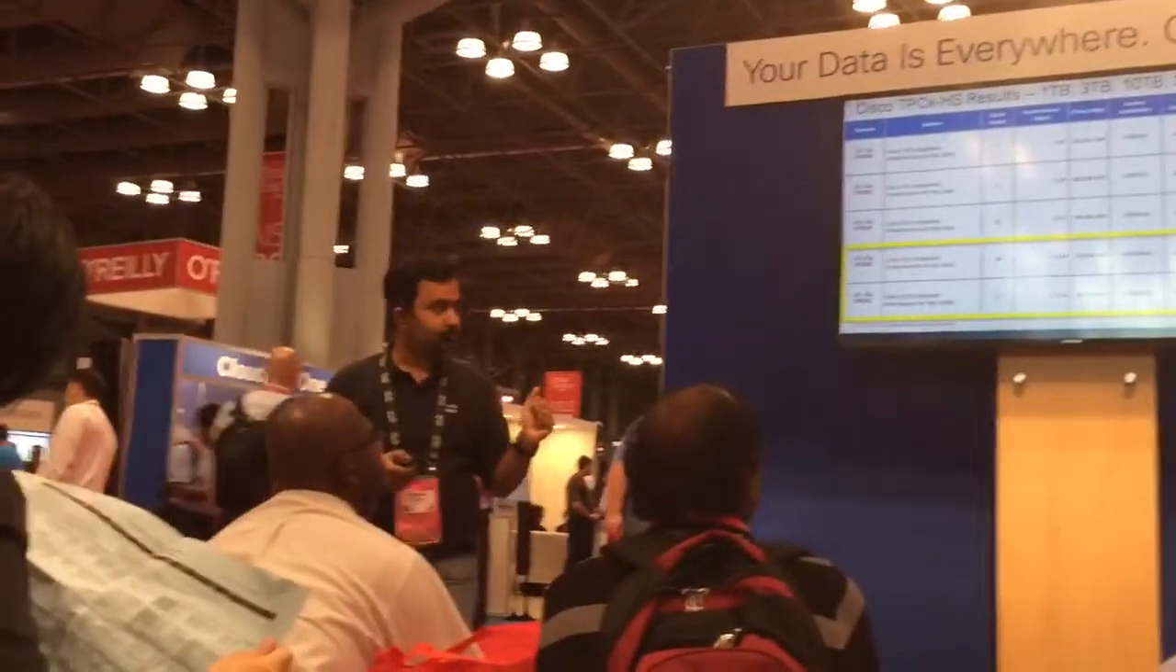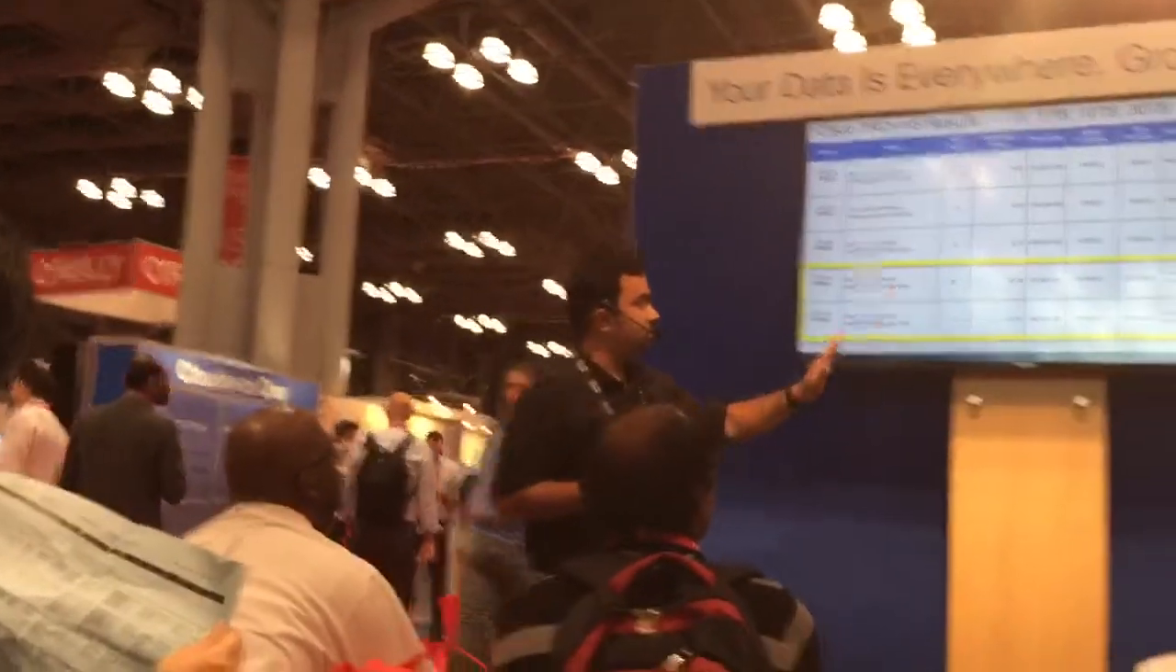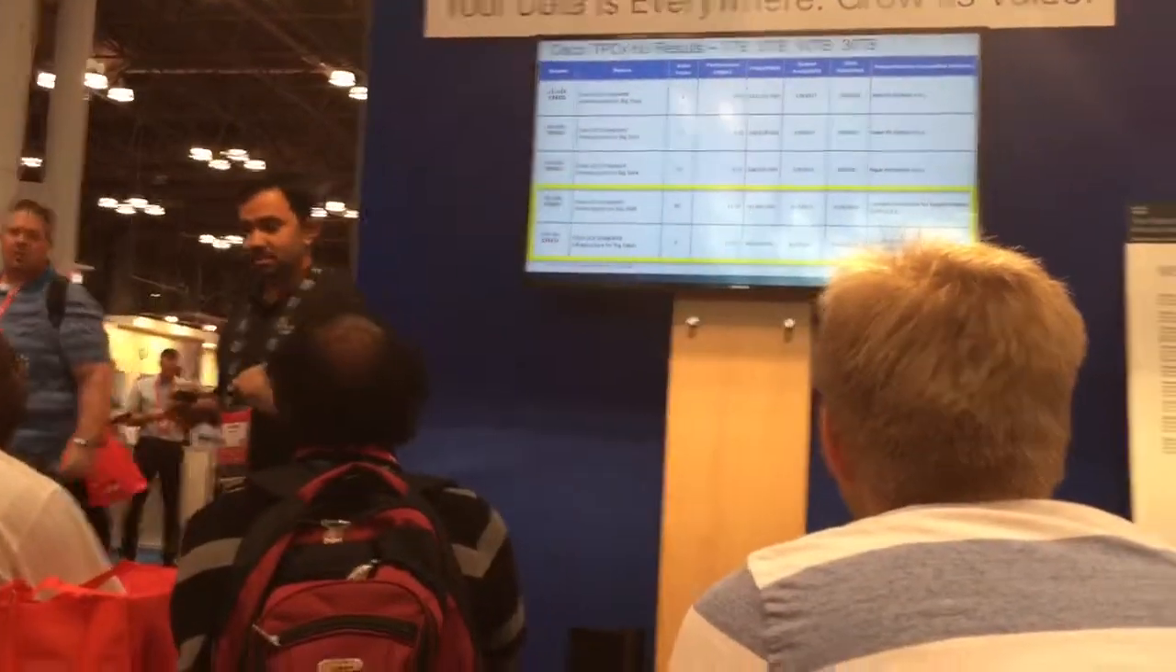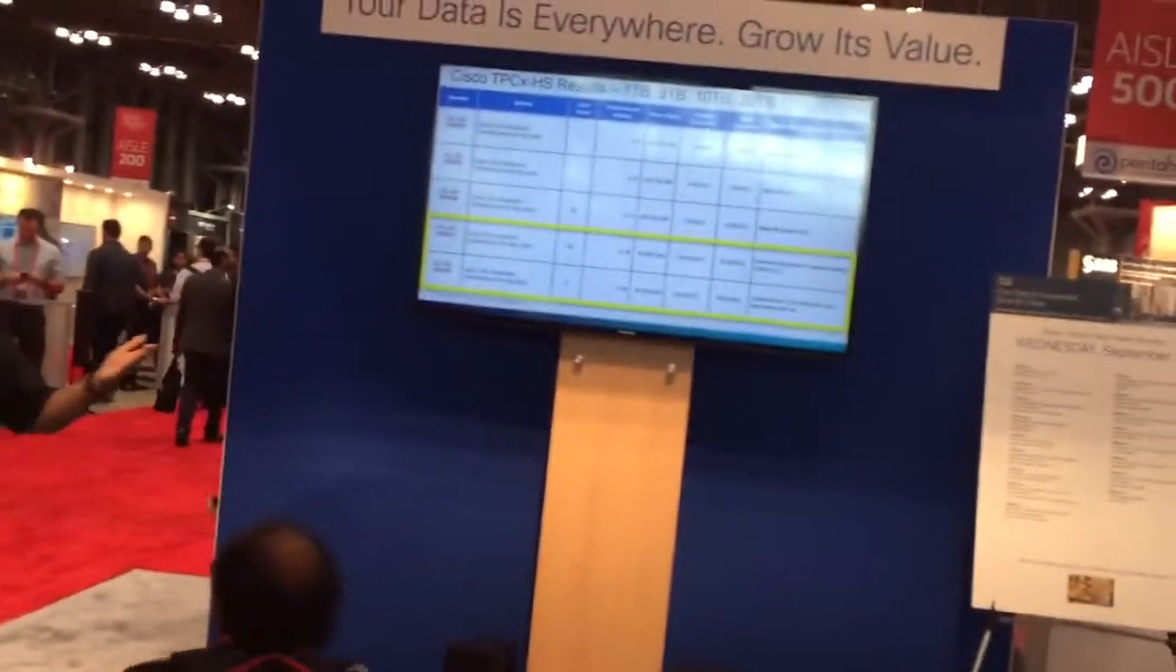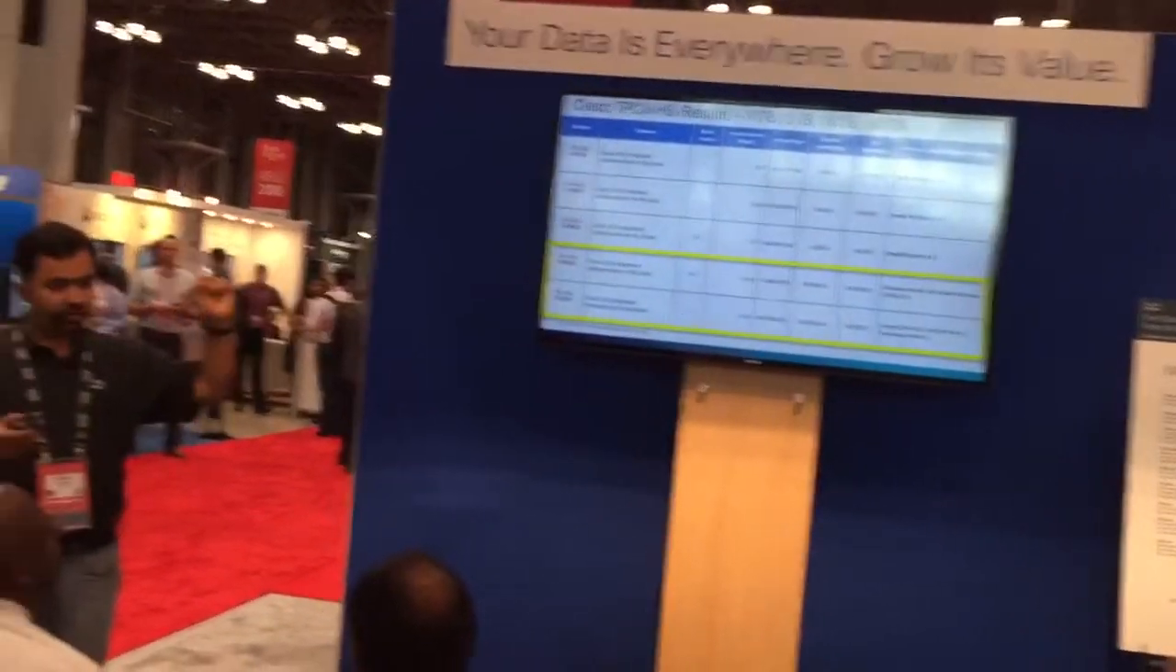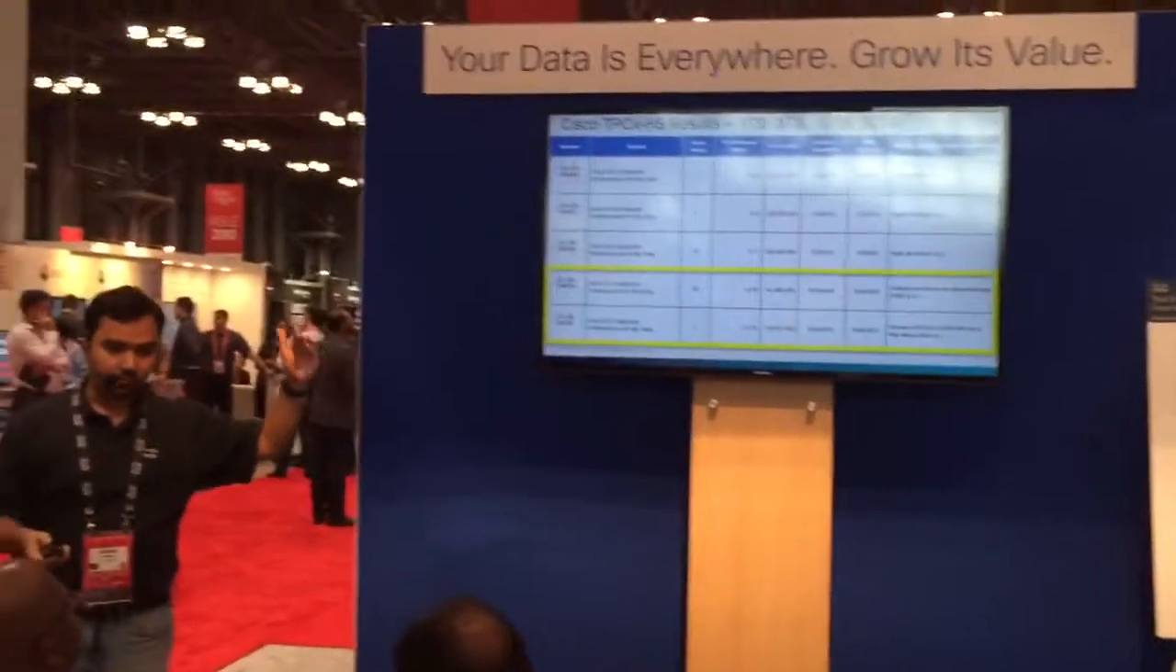So twice the number is 2 times faster if it's on the similar cluster. Then we have a concept called price per performance. The price per performance concept is, if you look at the results published on TPCx-HS, you have the complete price of your cluster with discount.